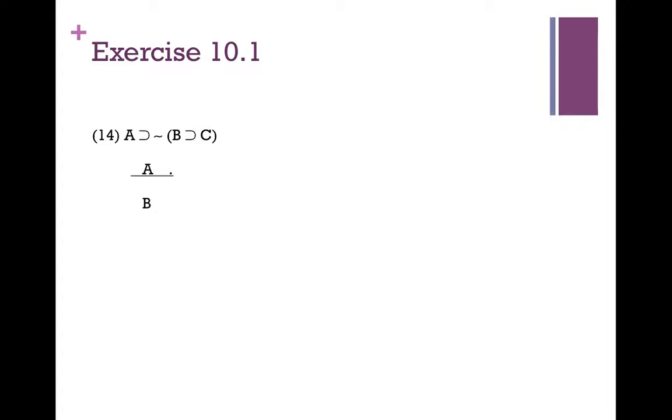Number 14. If A, then not. This is confusing. If A, then not. If B, then C. A, therefore B. And here, you might see this little period here. I'm like, why did he have that period here?